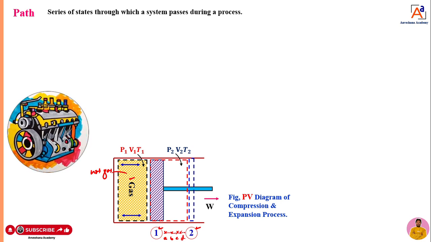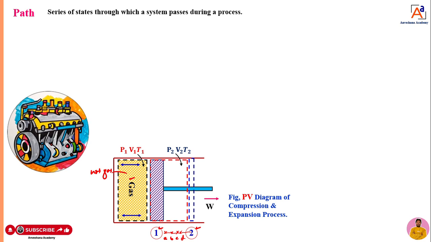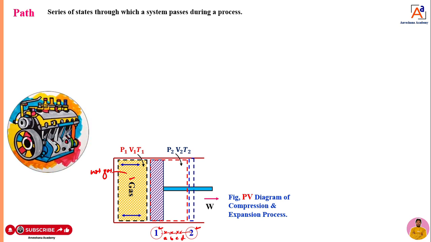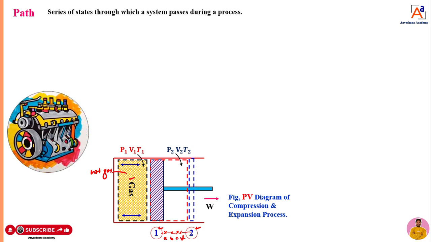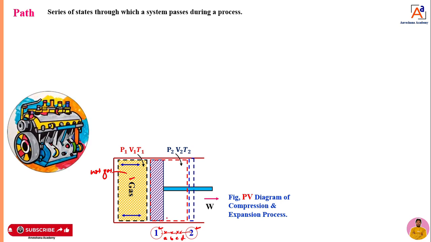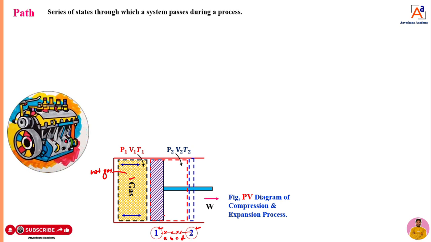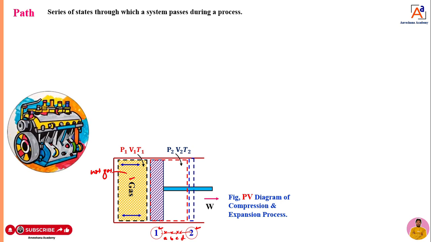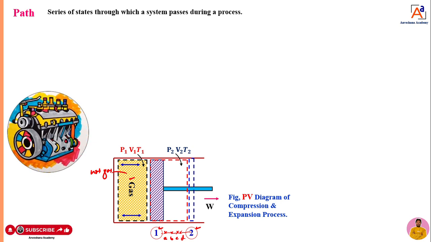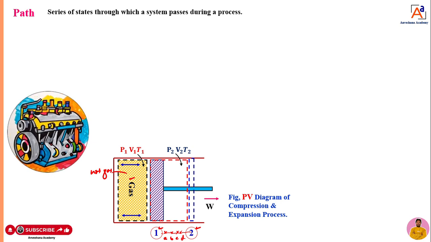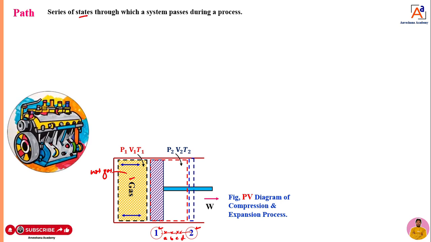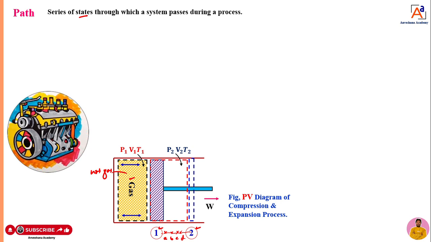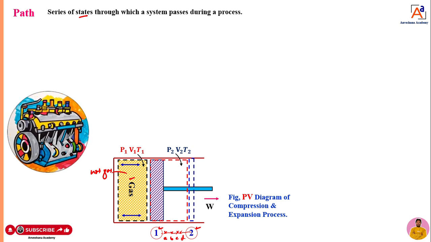When we join all these states, then what are we going to get? You are going to get a curve or a trace. That trace is nothing but what? Thermodynamic path. Thermodynamic path means that a system during a process is going to cross or pass through a series of states. That is known as thermodynamic path. What is state? That also I have already told you. State is nothing but any condition of the system at any instant of time you can take.